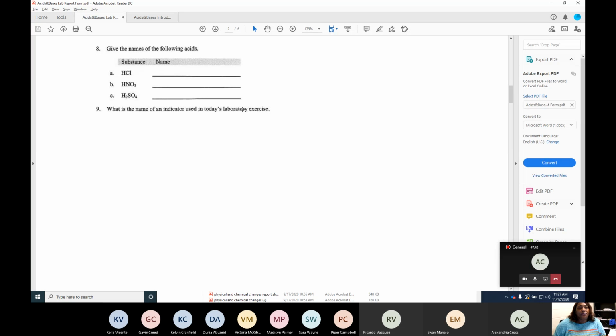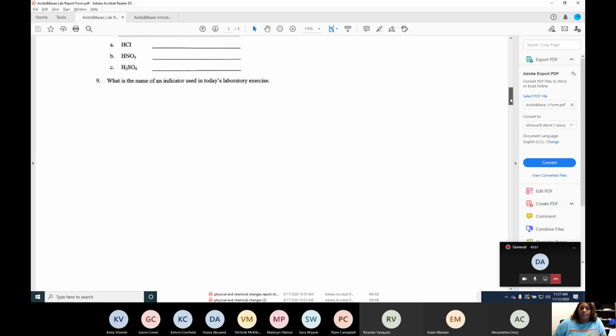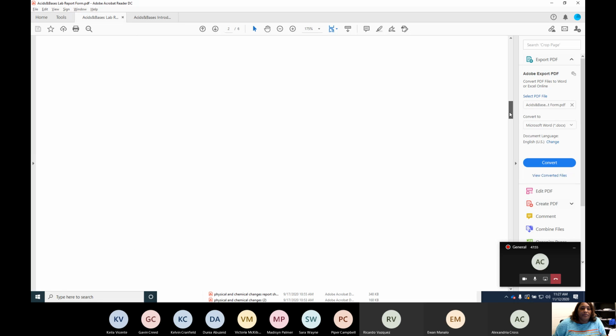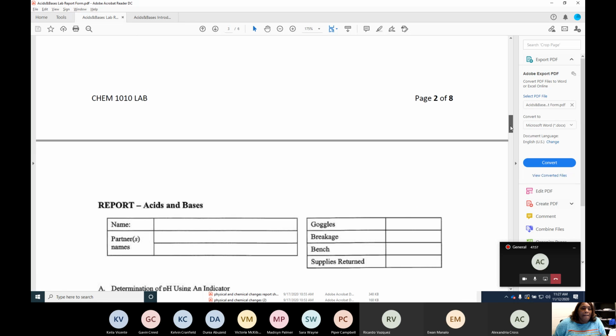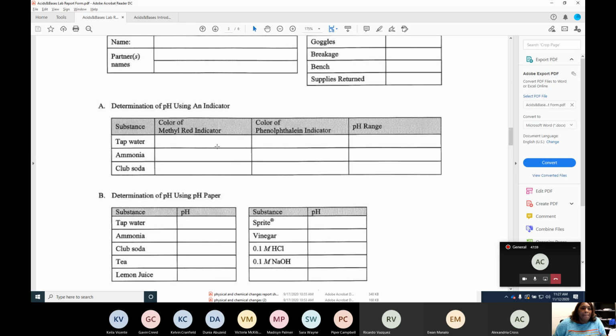And so we're going to use 2 different indicators today. What's the name of one of them that we're going to use? Anyone remember? Well, one of them is methyl red. The other is phenolphthalein.